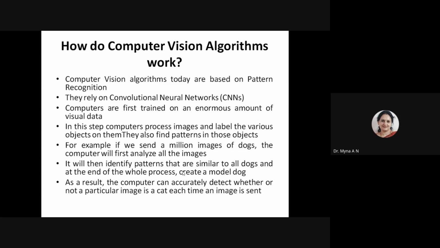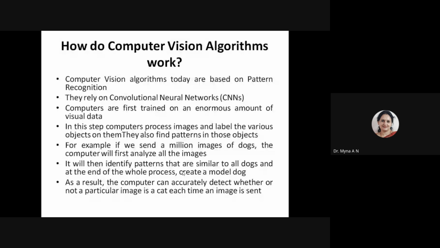So what we do is we train the system with lots of facial images, and the computer processes those images and labels the various objects. They also find patterns in the objects. For example, when the facial images of human beings are fed to the computer, it finds important information, or it will identify the patterns and then identify that it's a face.